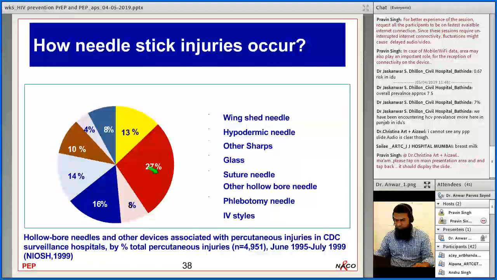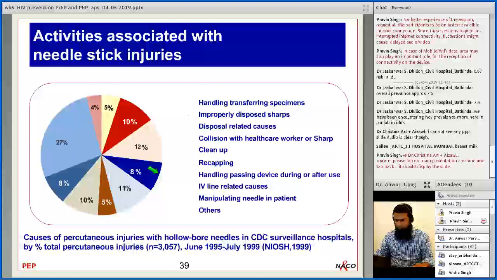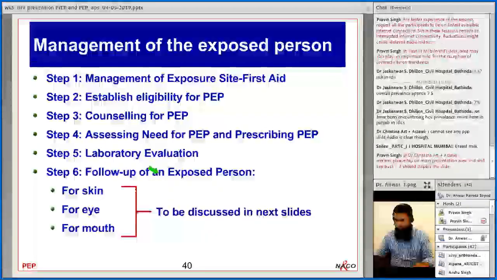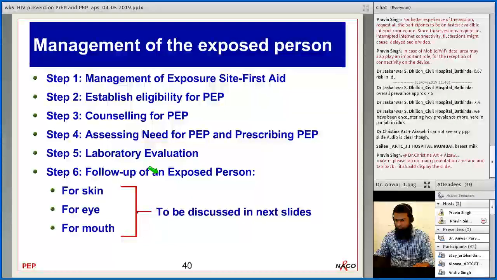So how does a needle stick injury happen? The most common reason, if you see here, is that 27% happen while recapping the needles. So recapping is something which should always be avoided, and that is actually the most common reason for needle stick injuries. Whoever is using the needle should not recap them.